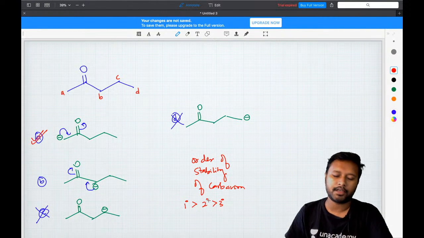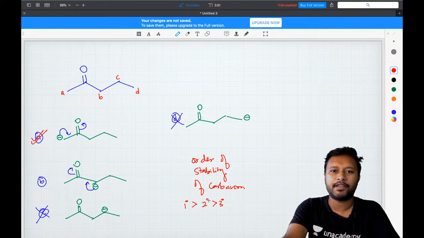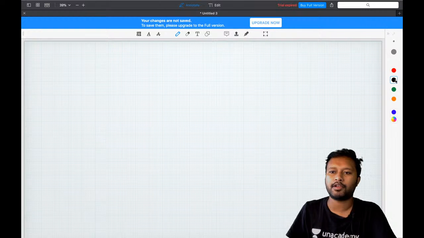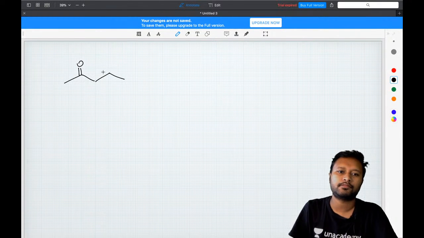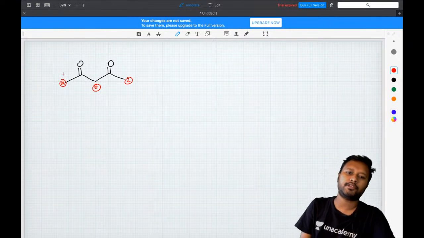Likewise, we can go for it. For any molecule you can identify the more stable and the less stable ones. Let's do one more, ठीक है, एक और करते हैं. Now I am giving you this molecule. You have to tell which proton is more acidic. A, B and C. I got 3 protons. Which one is more acidic?